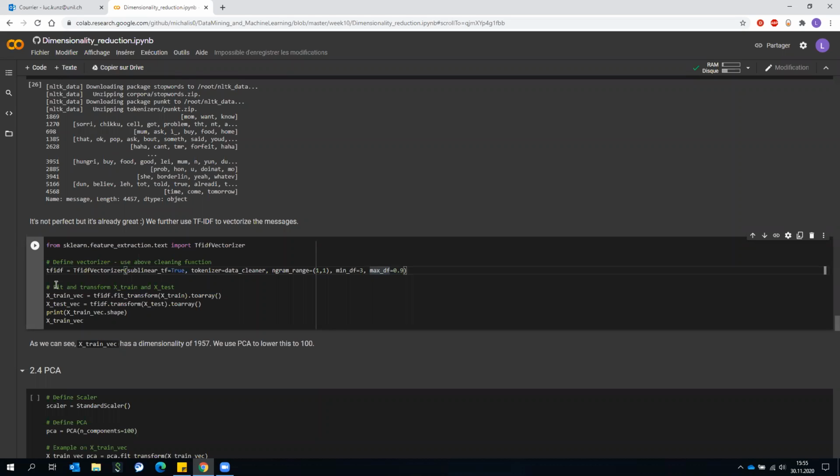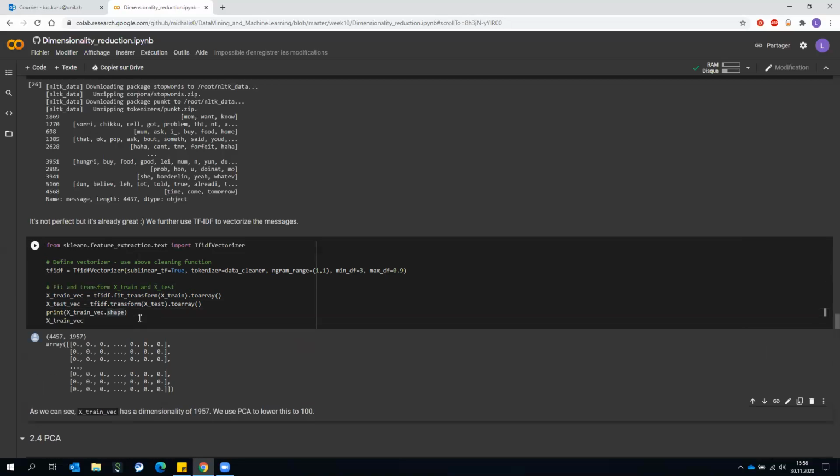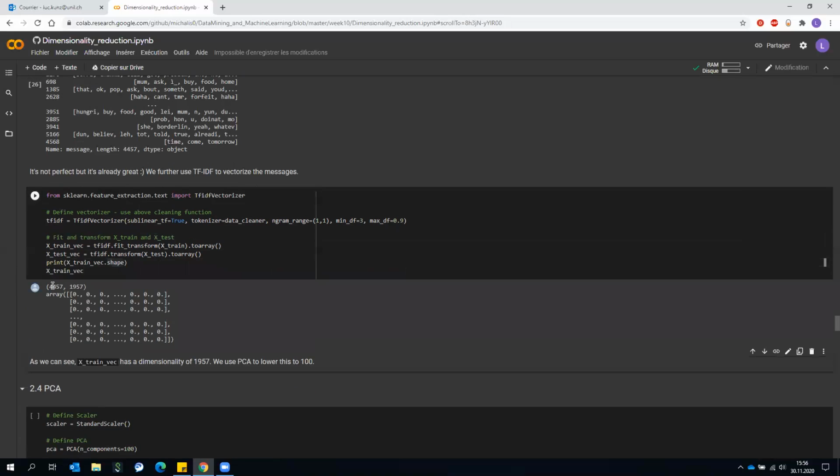And then we fit and transform using our TF-IDF instance of this class that we just declared, on X-train, of course, and X-test. And then I also print the shape because we are interested in reducing the dimension. So it's useful to know the shape. Okay, I run this. And we can see that we have our 5,557 instances, and the dimension of this matrix is 1,957.